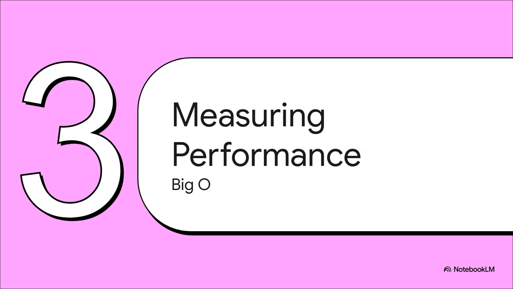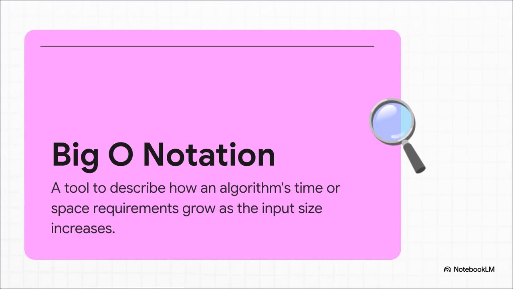So with all these different containers and recipes, how do you choose the best one? How do you measure performance before you've built the whole thing? Well, for that, you need a spec sheet. And that spec sheet is called Big O notation. It's really just a way to talk about how an algorithm's performance changes as the amount of data gets bigger and bigger. It answers the one question that really matters. Will this stay fast if I go from 100 users to 10 million users?